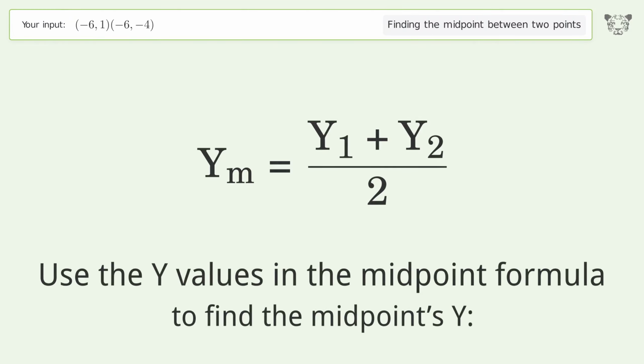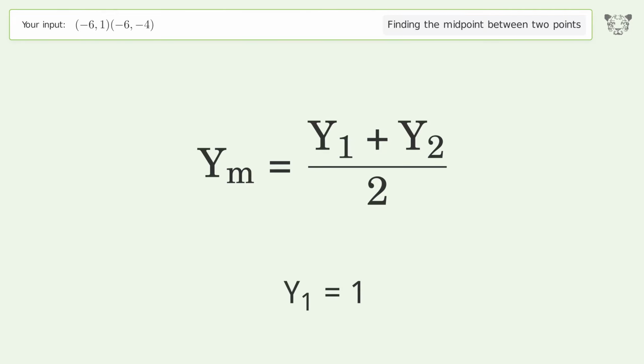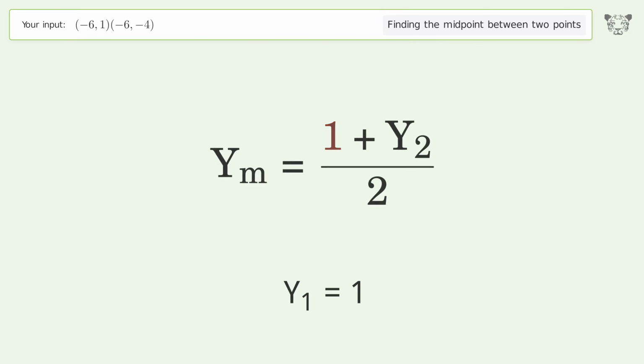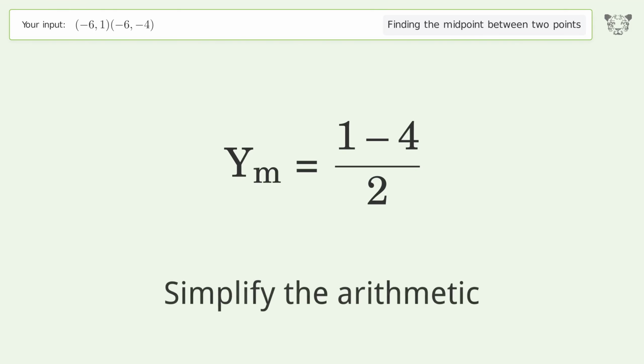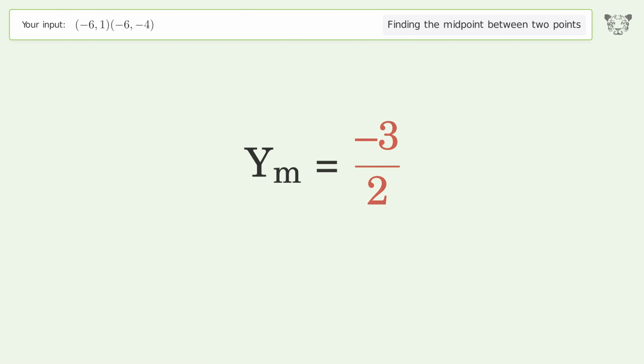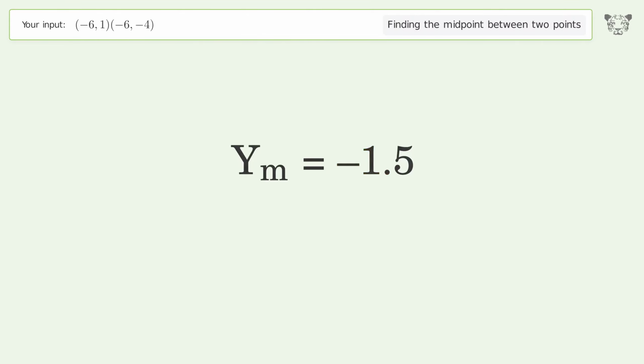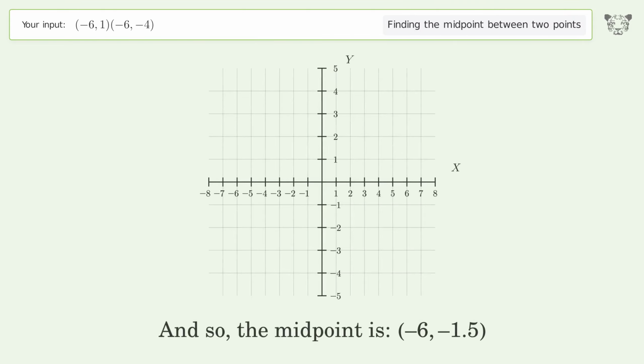Use the y values in the midpoint formula to find the midpoint's y. y1 equals 1. y2 equals -4. Simplify the arithmetic. And so, the midpoint is -6, -1.5.